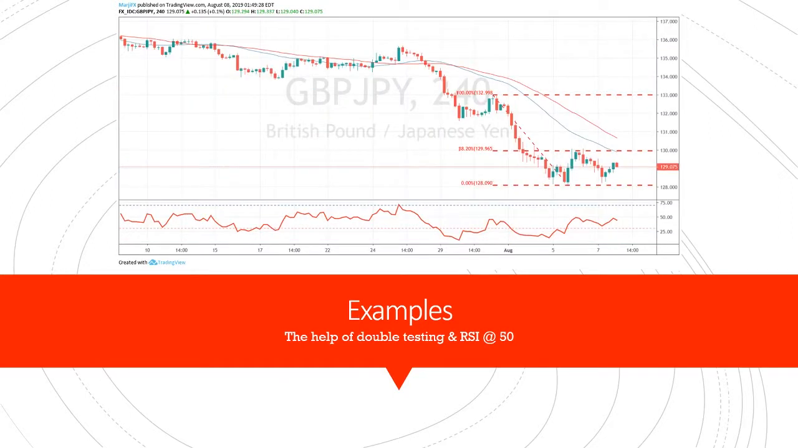Okay, another example. This example shows us the help that we can get from testing a Fibonacci retracement level twice. This is a corrective ABC wave.